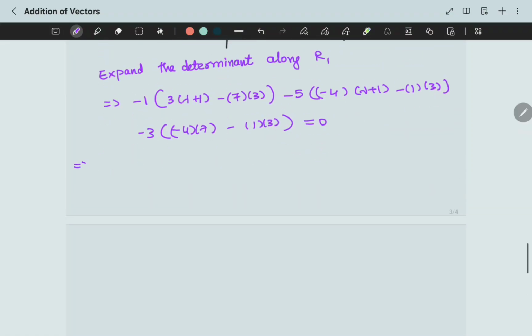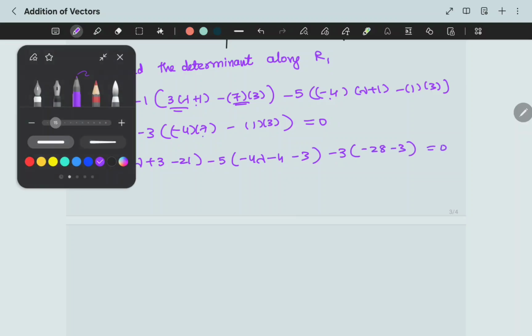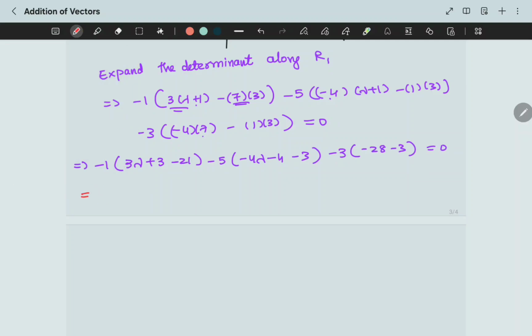So let us expand this. Minus 1 times 3 lambda plus 3, now plus 3 minus 21. Now here we have minus 5. Minus 4 into lambda is minus 4 lambda. Minus 4 into plus 1 is minus 4. Now we have minus 3. And again we have minus 3. Minus 7 into 4 is minus 28, minus 3. This is equal to 0. I hope you are with me till here. Now we will get minus 1 into 3 lambda is minus 3 lambda. 3 minus 21 is minus 18. Minus 18 into minus 1 is plus 18.